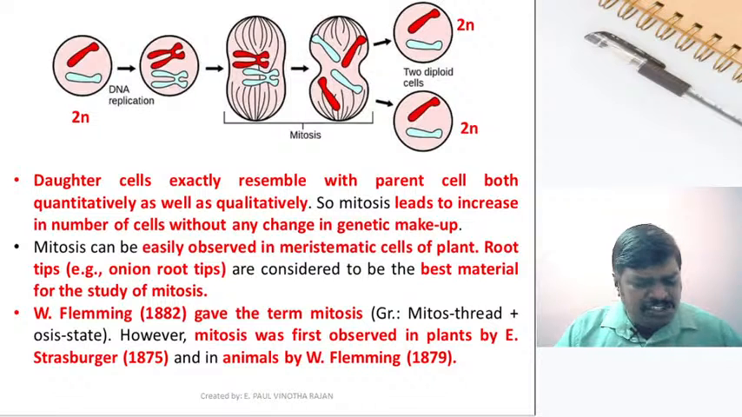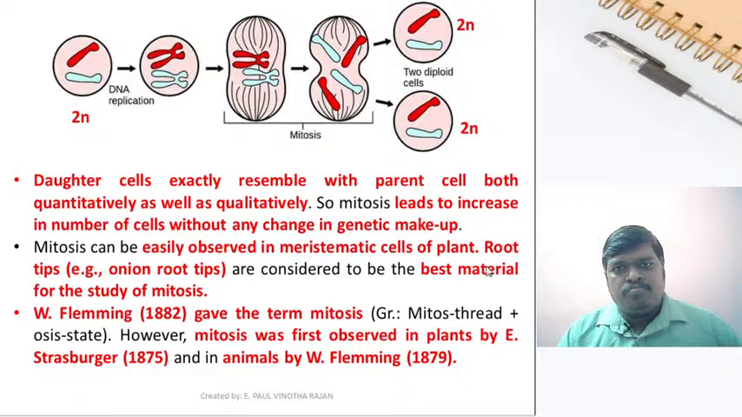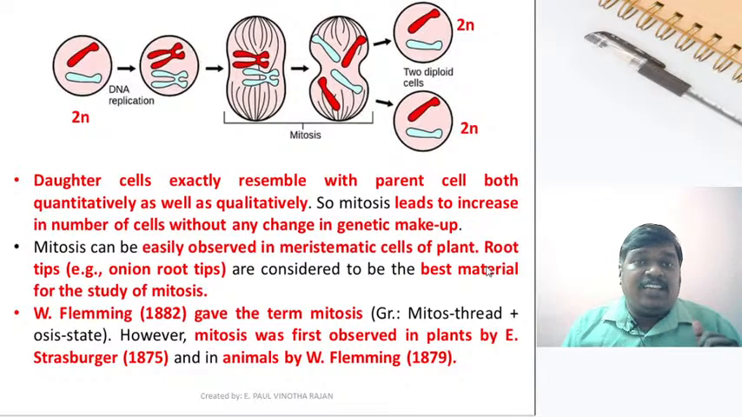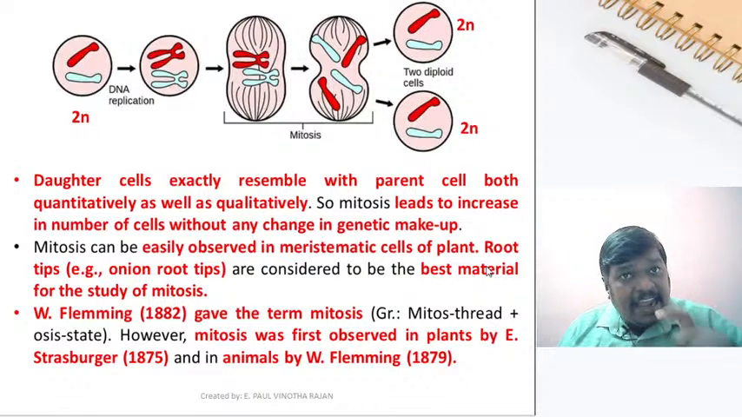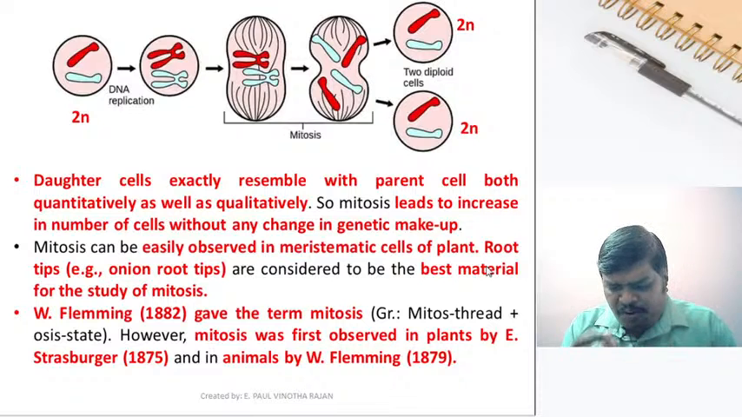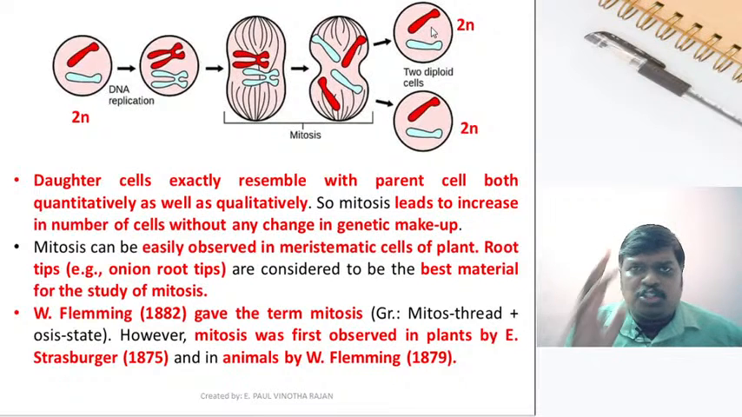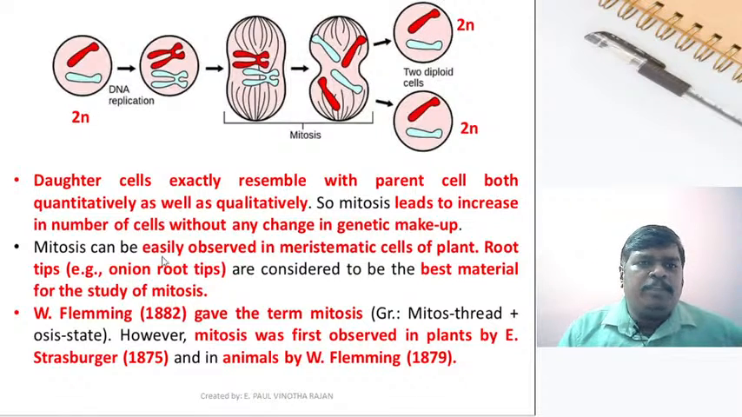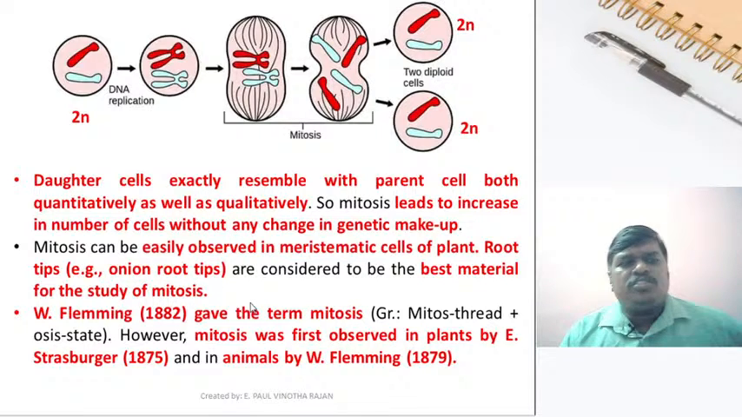This mitotic cell division occurs in both plants and animals. In the case of plants, we can see mitosis in the meristematic cells, the root tips, the shoot tips, the lateral side, and the intercalary meristems. If you want to study mitosis, the most suitable material is the root tip of onion. In the root tip of onion, we can easily study the mitosis process.